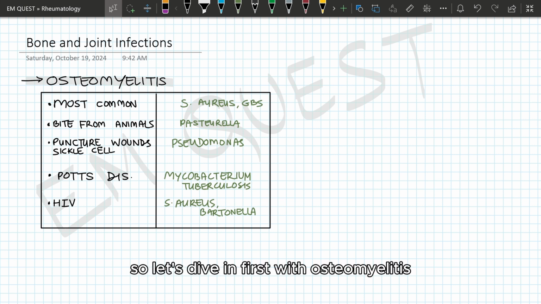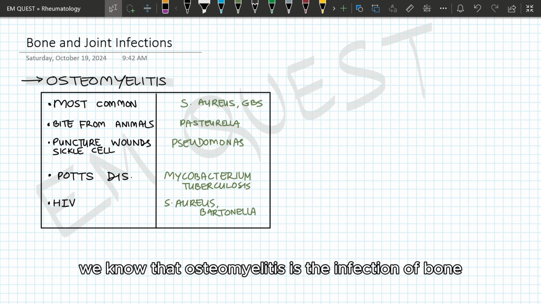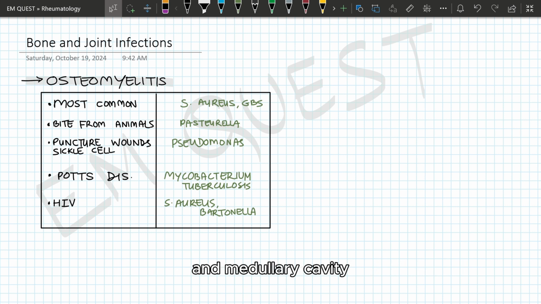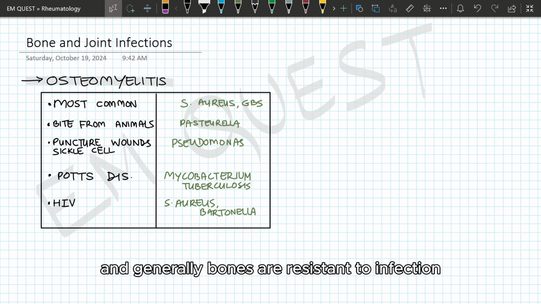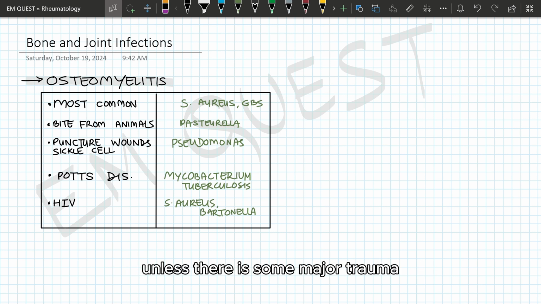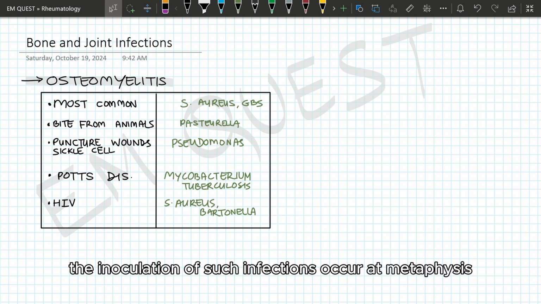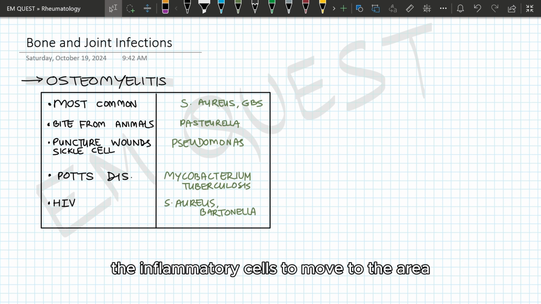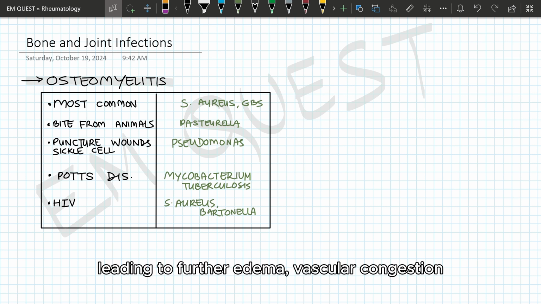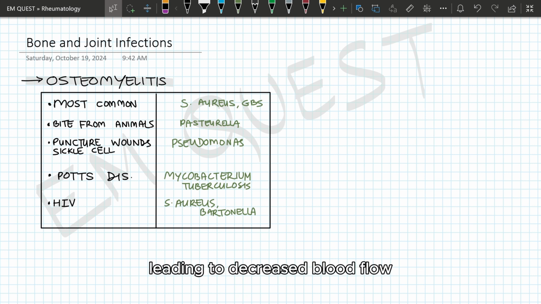So let's dive in first with osteomyelitis. We know that osteomyelitis is the infection of bone and medullary cavity, and generally, bones are resistant to infection unless there is some major trauma, there is decreased supply of blood, or some foreign body that gets implanted. The inoculation of such infections occurs at metaphyses, and that causes the inflammatory cells to move to the area, leading to further edema, vascular congestion, leading to decreased blood flow.